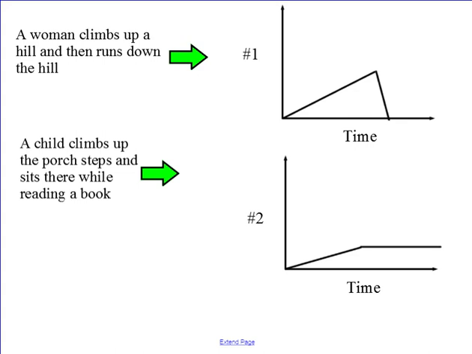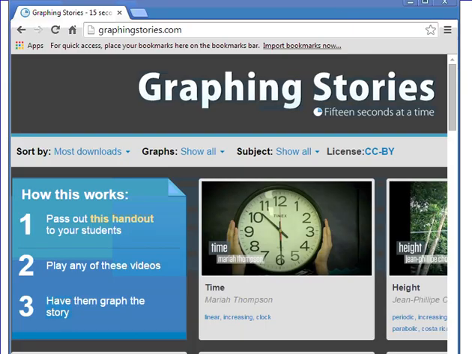So hopefully this gives you a little bit more of an idea of how to analyze a graph, or what we call a speed graph. They are also called piecewise functions because they're made up of a bunch of different pieces. There's a great website I want to show you right now if you want to practice on your own. It's called Graphing Stories 15 Seconds at a Time. There are different little short videos that you can watch and practice graphing these piecewise functions.